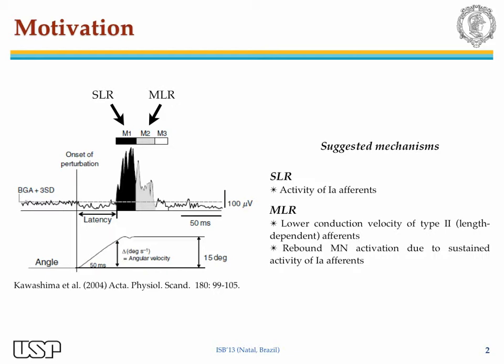Some authors argue that it's generated by the length-dependent type 2 efferents from muscle spindles due to their lower conduction velocities, while others suggest that MLR is generated by a rebound activation of spinal motor neurons evoked by sustained activity of 1A efferents. But why am I talking about a purely neurophysiological phenomenon in a conference on biomechanics?